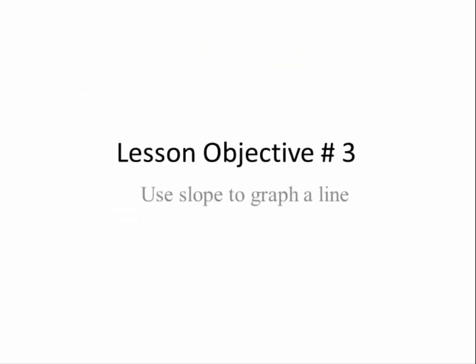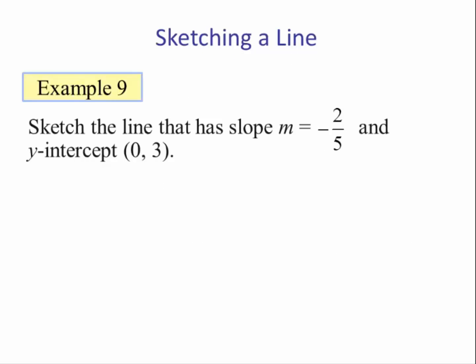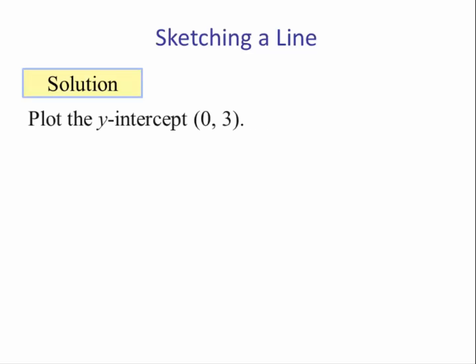Lesson objective. We'll begin with an example. Sketch the line that has the slope m equals -2/5 and the y-intercept 0, 3. Solution. We first plot the y-intercept.